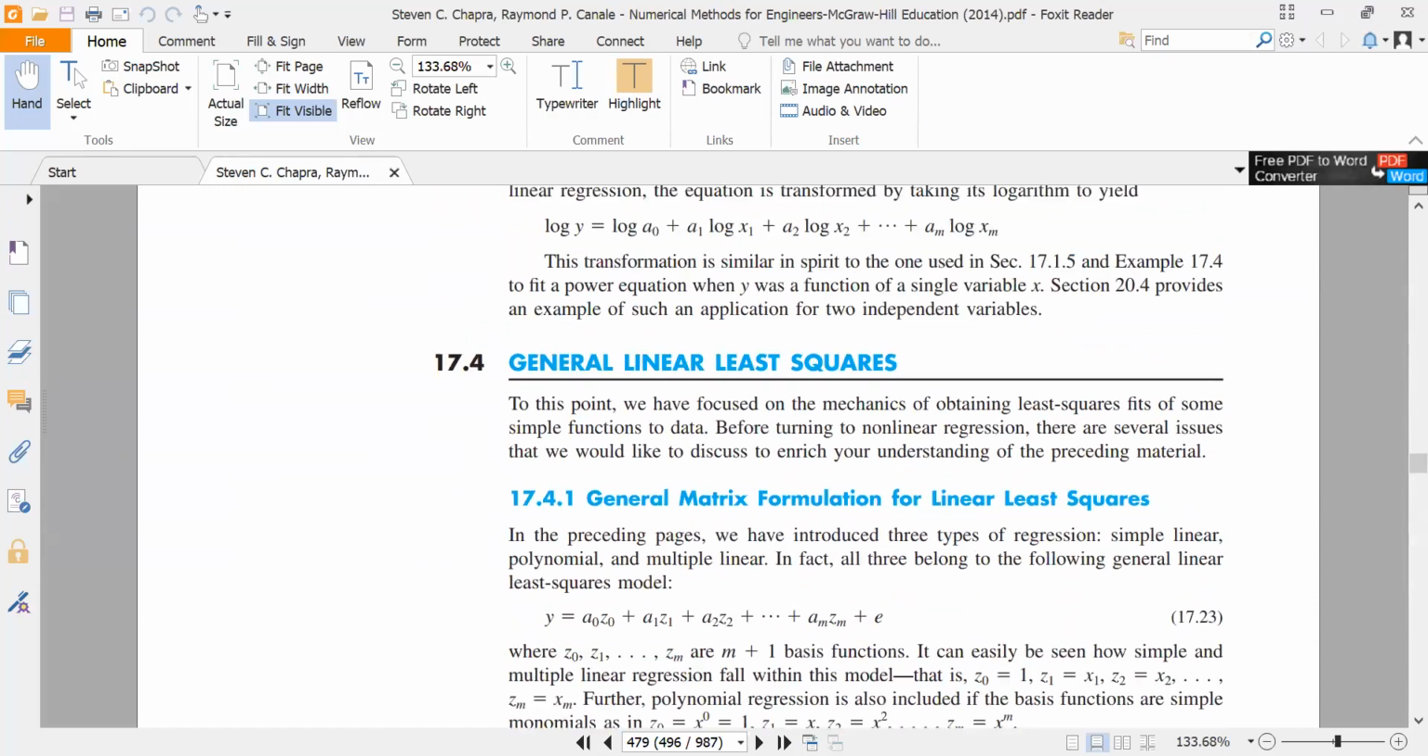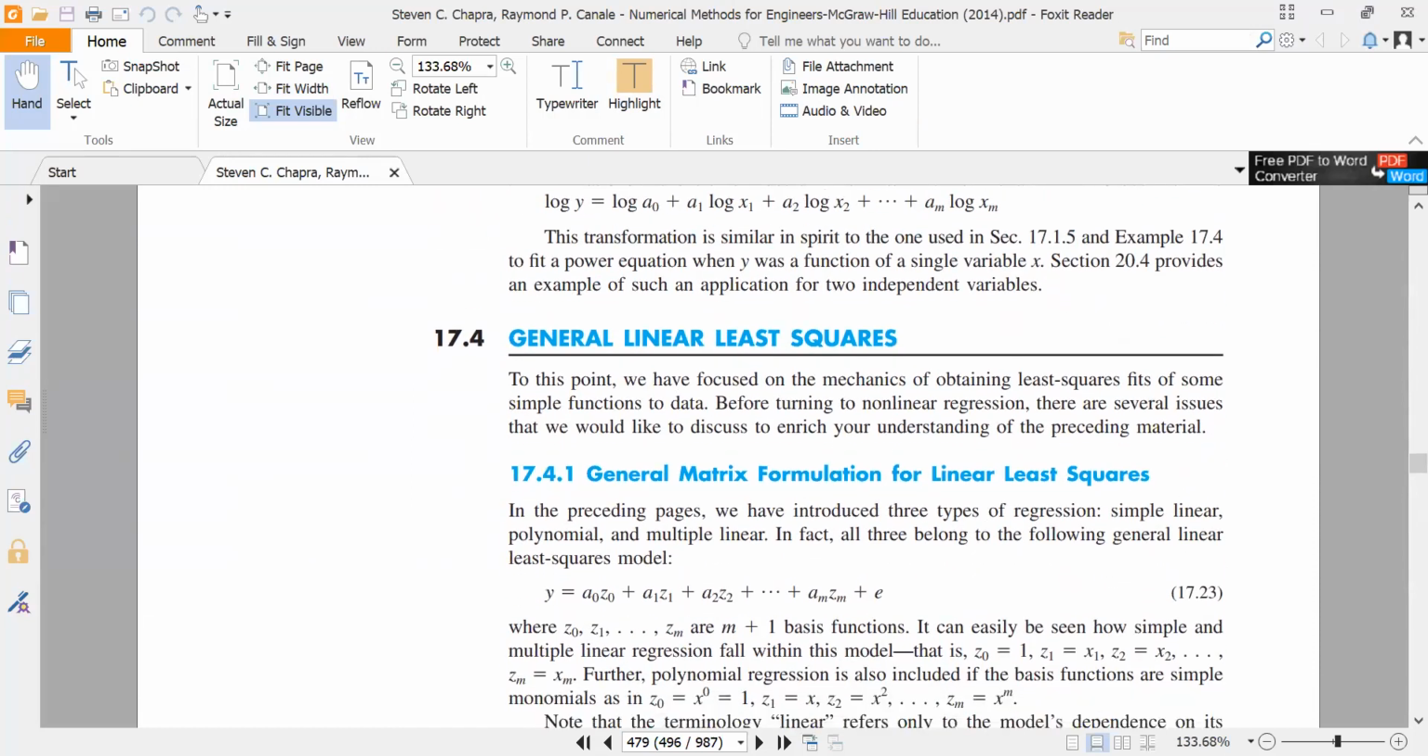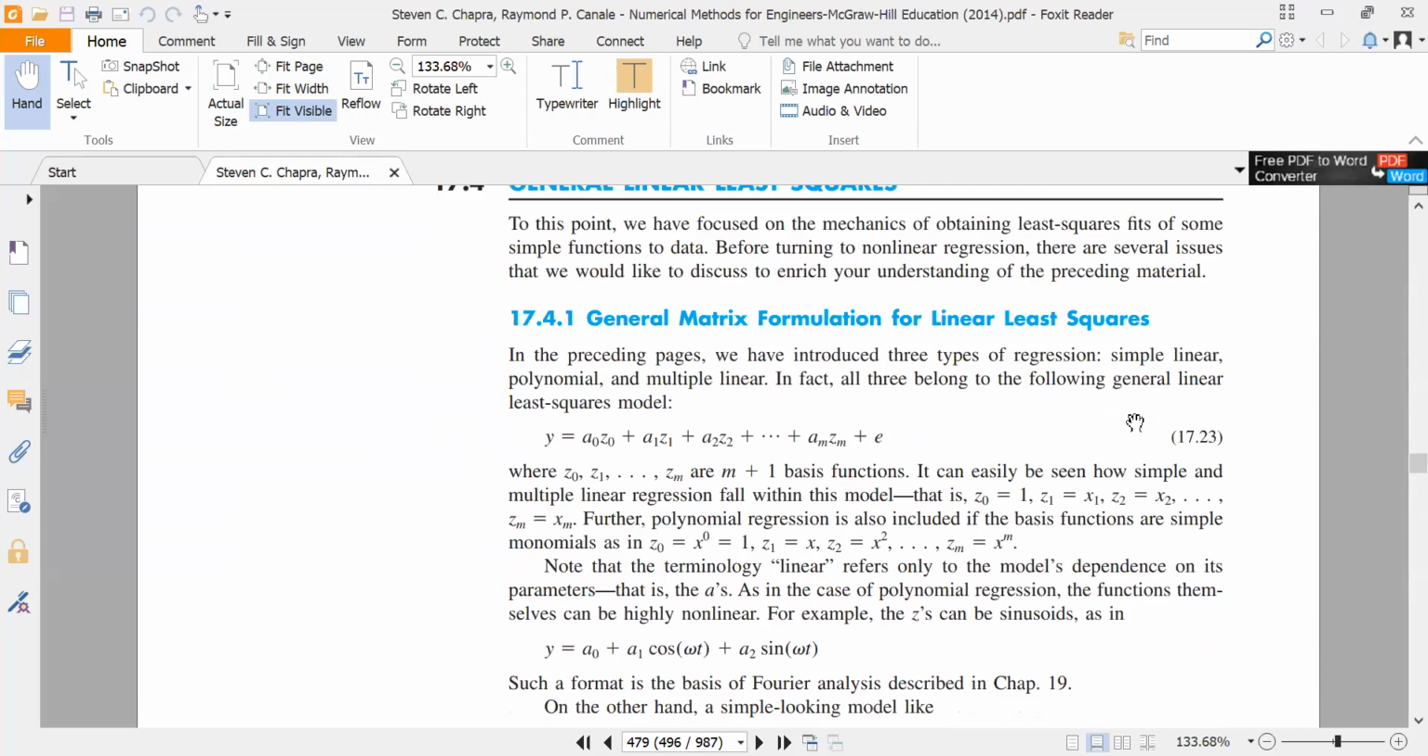This is your generalization form. We have discussed this already. So in this case, instead of using x or sine or cosine, a general format of the functions z0 and z1 through zm is introduced.